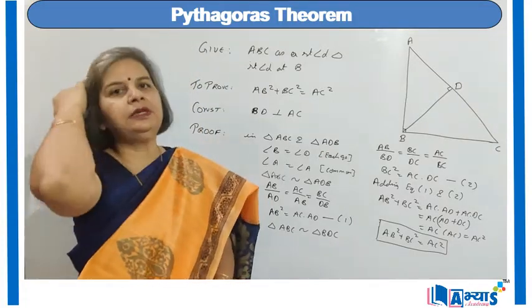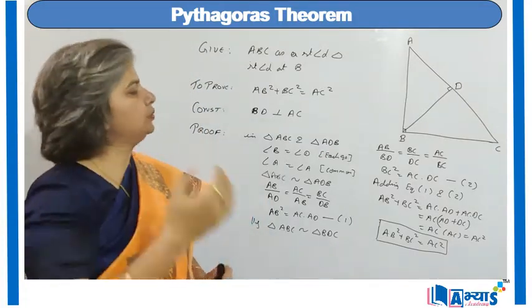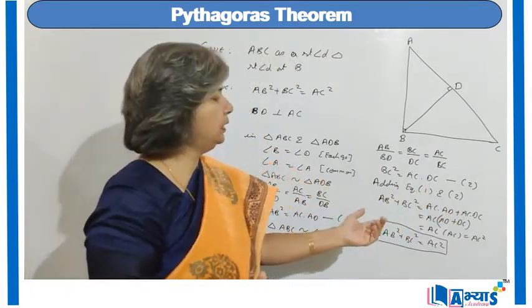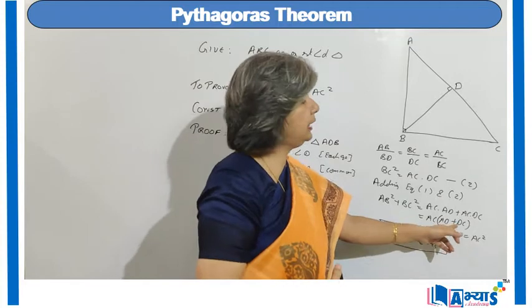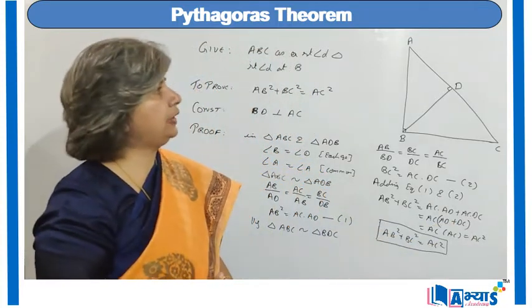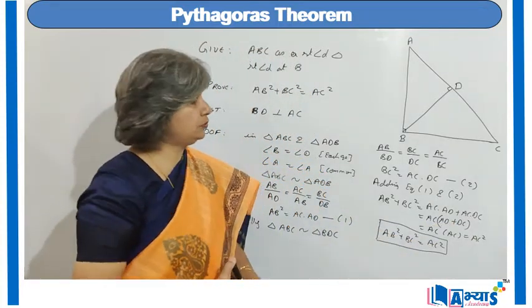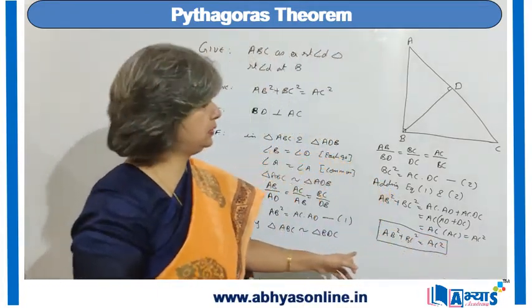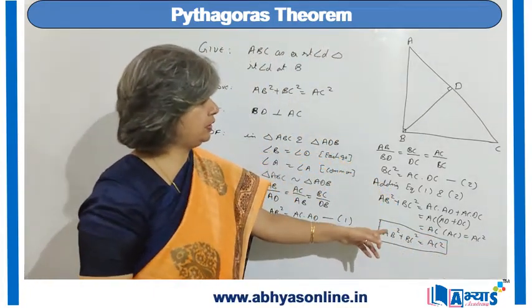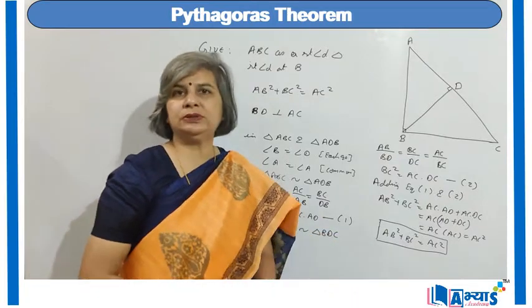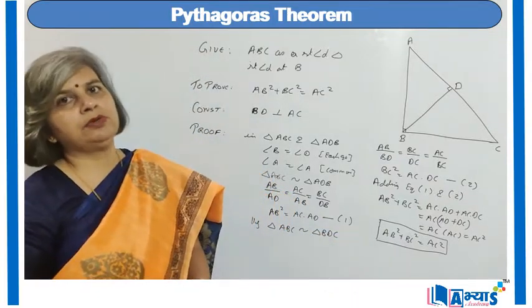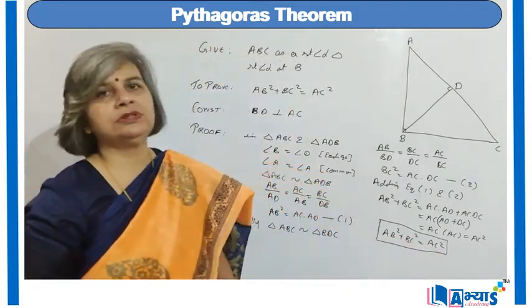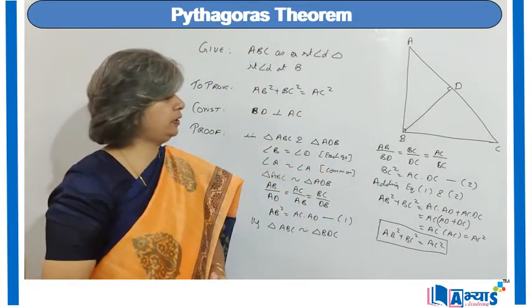Now I have added the first and the second equation, so I got AB square plus BC square is equal to the sum of these two. Taking AC common, I got AD plus DC, and I know that AD plus DC is equal to AC, so I have multiplied AC with AC and I got AC square. So ultimately I got AB square plus BC square is equal to AC square, and this is what the Pythagoras theorem states, that the square of the hypotenuse is equal to the sum of the squares of the two sides.